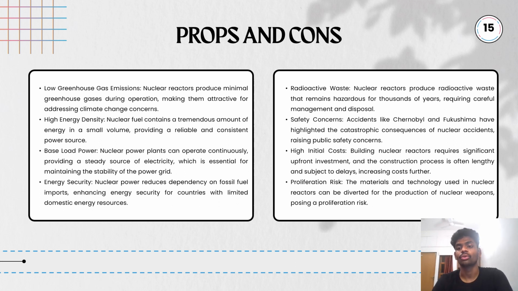Now, if you come to the fourth point, proliferation risks. The material and technology used in nuclear reactors can be diverted for the production of nuclear weapons, posing a proliferation risk. Now, these are the pros and cons related to nuclear power plants.